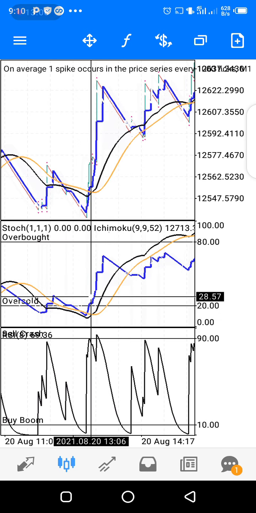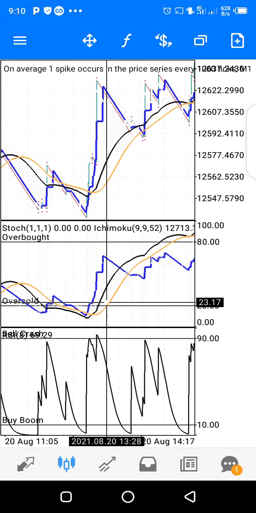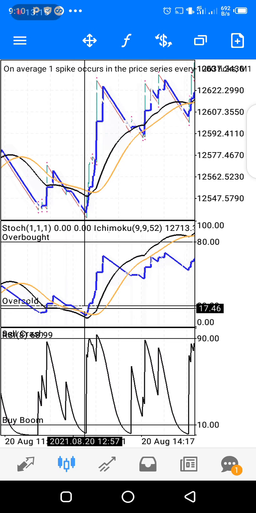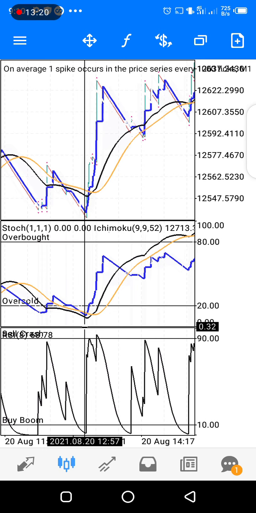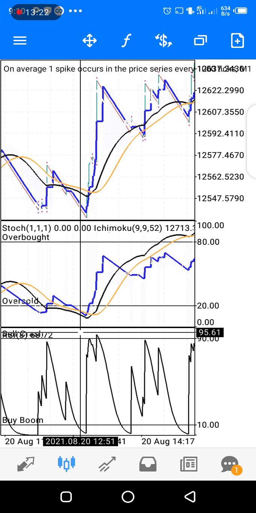Most times these spikes happen before you get your confirmation from your golden egg. So you just have to understand the market and know when to enter. This strategy is very powerful if only you understand how it works.